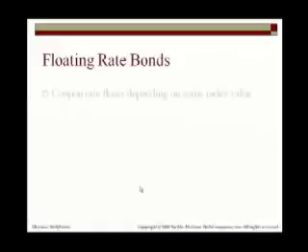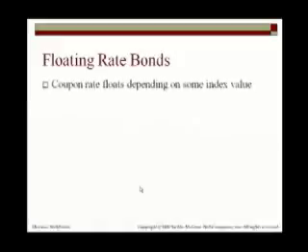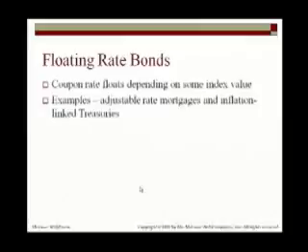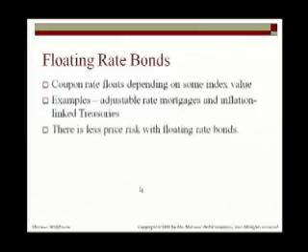Now, a floating rate bond is kind of like an adjustable rate mortgage, or it's like your credit card, where the credit card company's always changing the rate depending on whether the prime rate or whatever you're indexed to goes up or down. Anyway, the coupon rate floats depending on some index, and it could be anything. I mean, the only limit is your imagination. Adjustable rate mortgages and inflation-linked securities are examples of floating rate bonds.